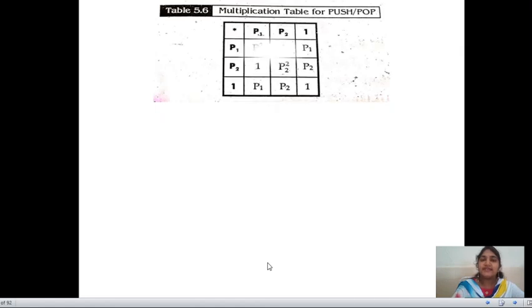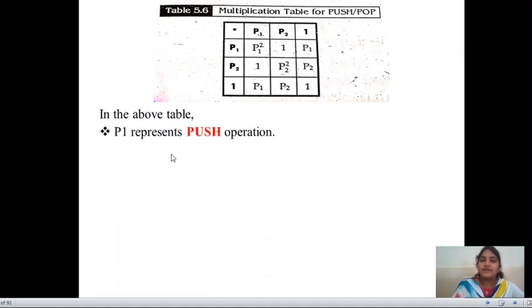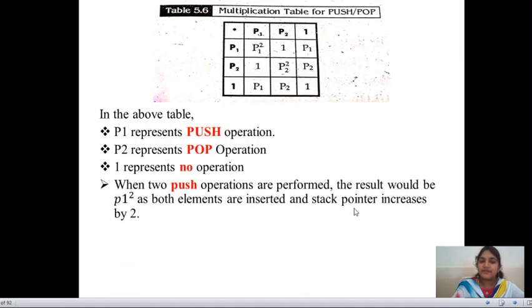So if you take this table for push or pop, there are P1, P2 and 1. These are some of the processes which define it. This is a multiplication table. P1 is a push, P2 is a pop, and 1 is no operation. So P1 into P1 equals two operations performed, P1 square in the above table. P1 represents the push operation, P2 represents the pop operation, and 1 represents no operation.